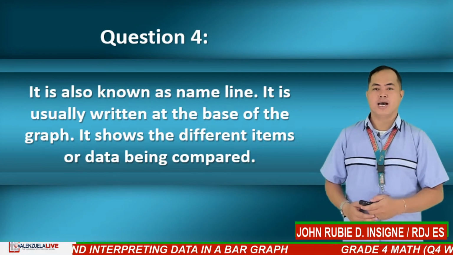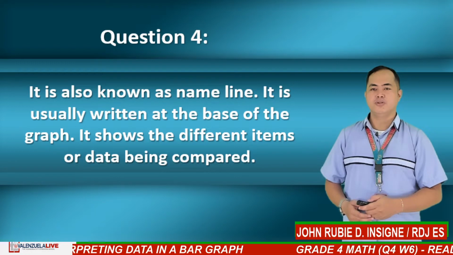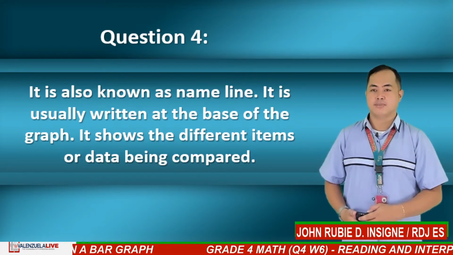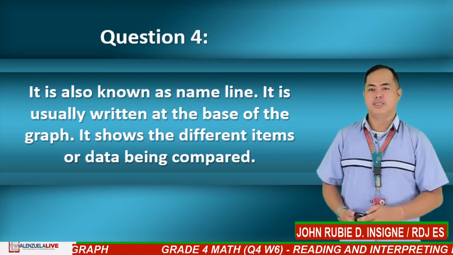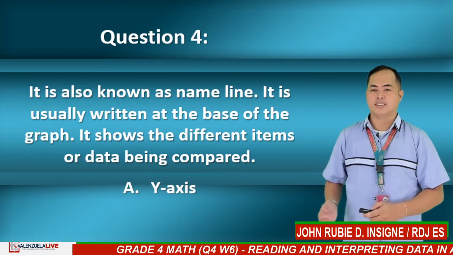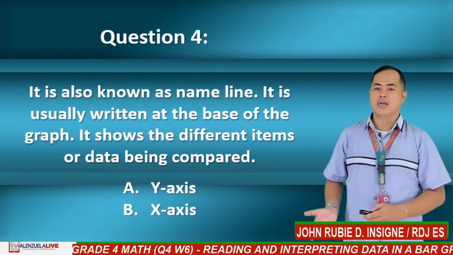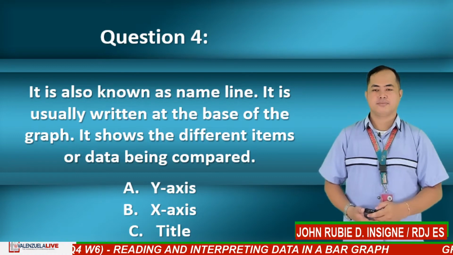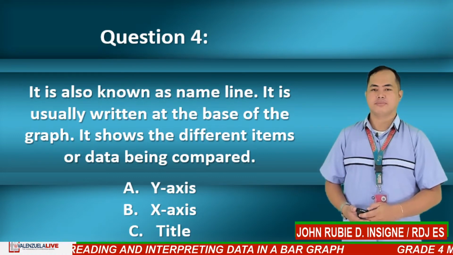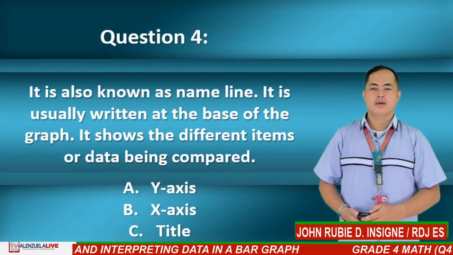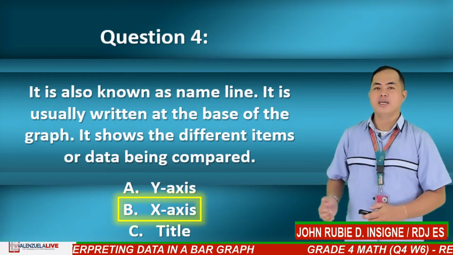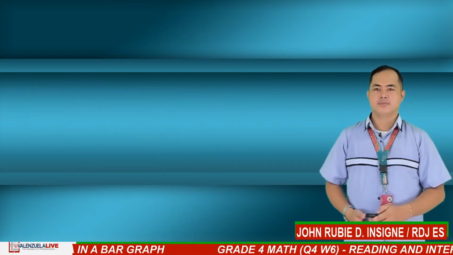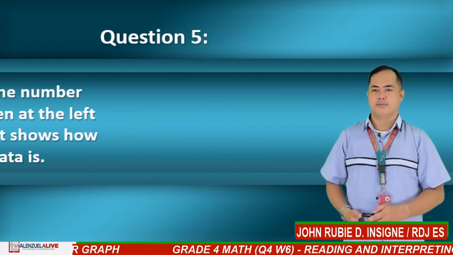It is also known as name line. It is usually written at the base of the graph. It shows the different items or data being compared. A, y-axis, B, x-axis, or letter C, title. If your answer is letter B, you are correct again. For your last question, let us answer question number 5.